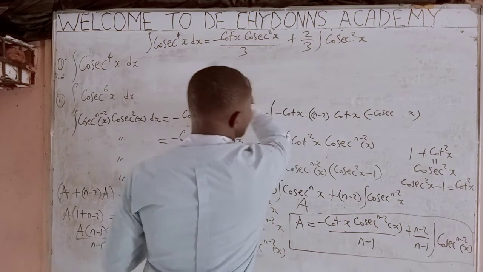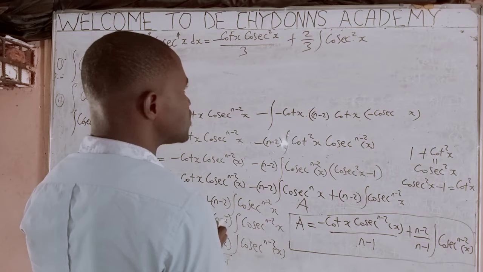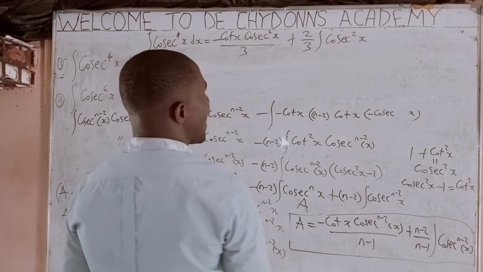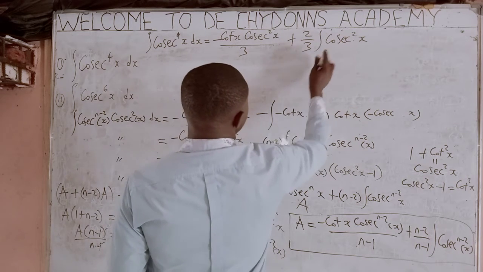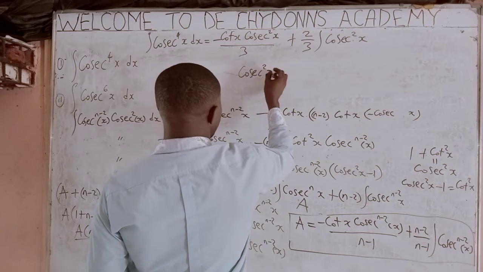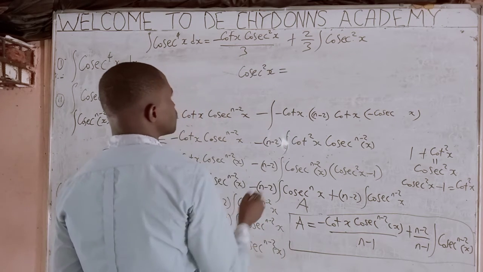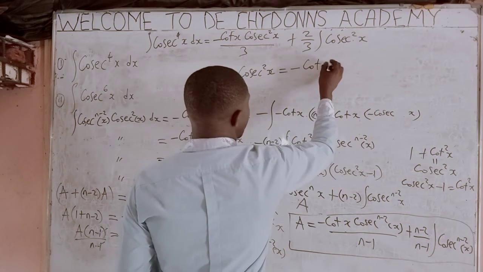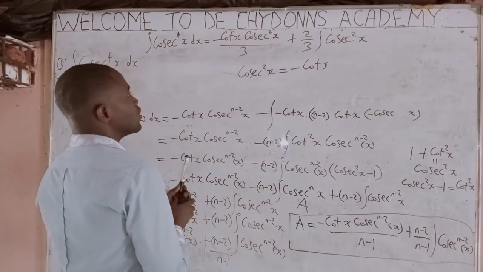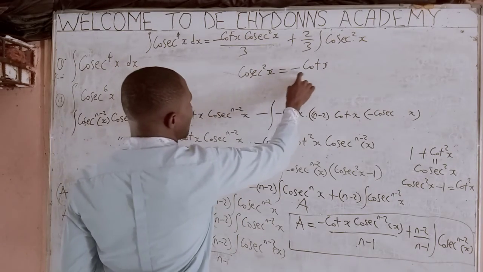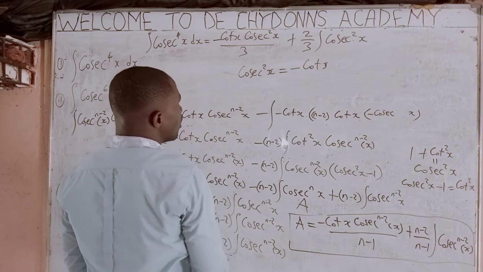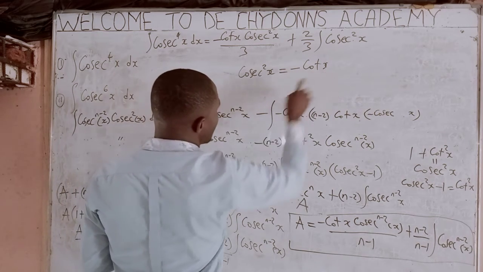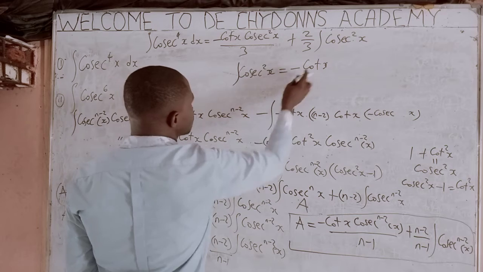So the implication is that when you are asked to integrate cosec squared x, it will be equal to minus cot x. So cosec squared x integrates to minus cot x. Then the implication is that when you integrate this, you will be having minus cot x.